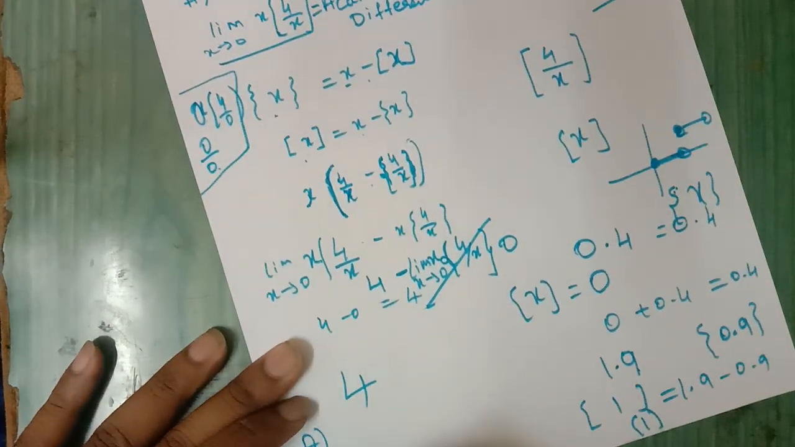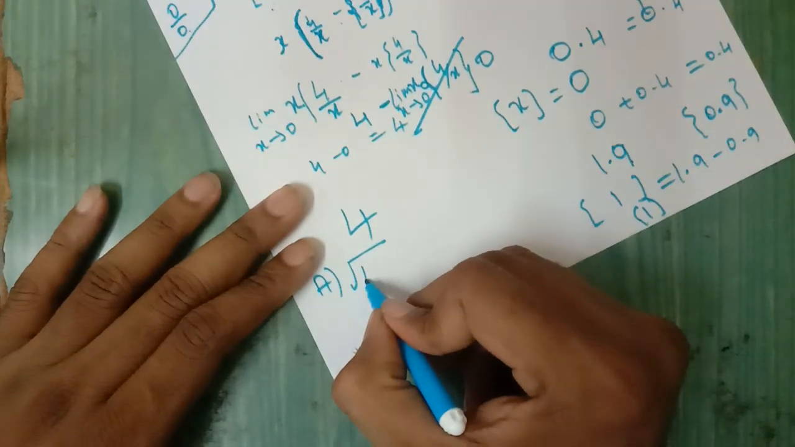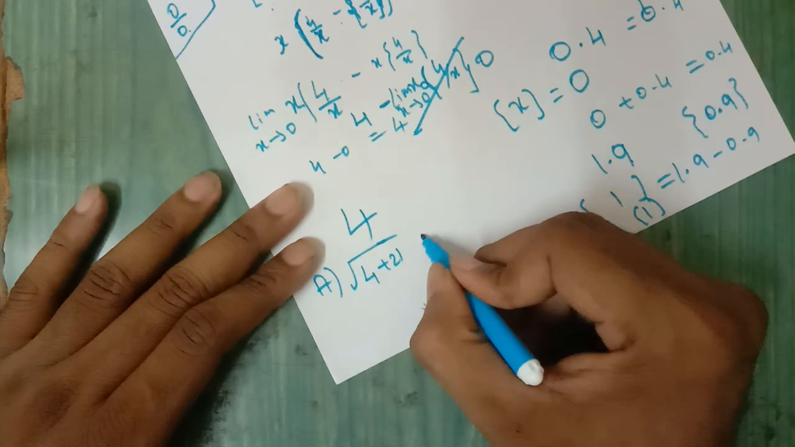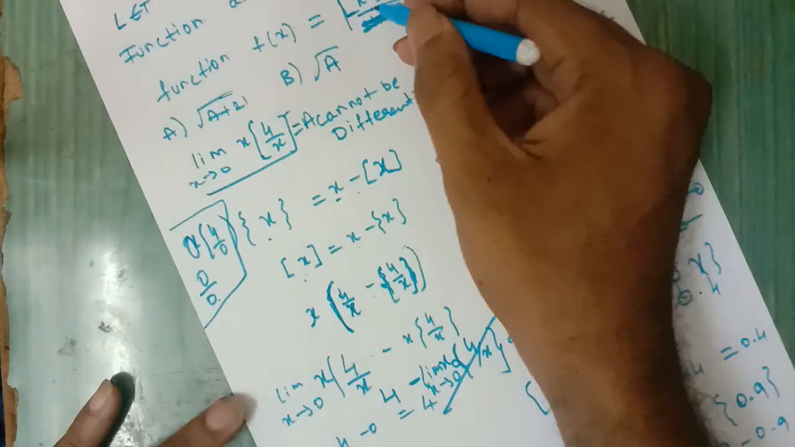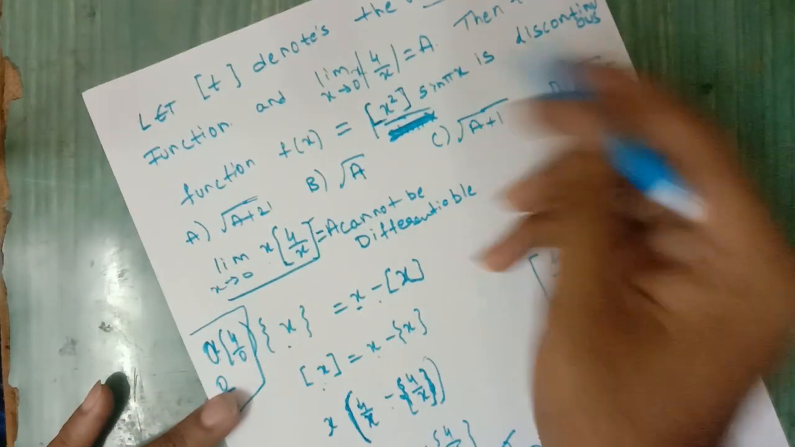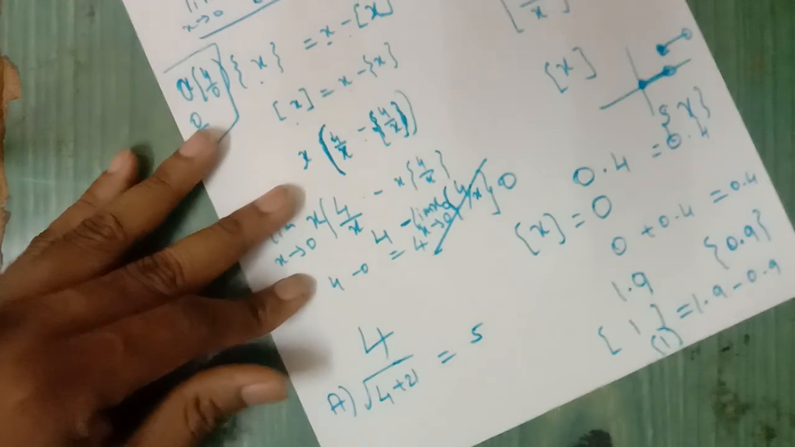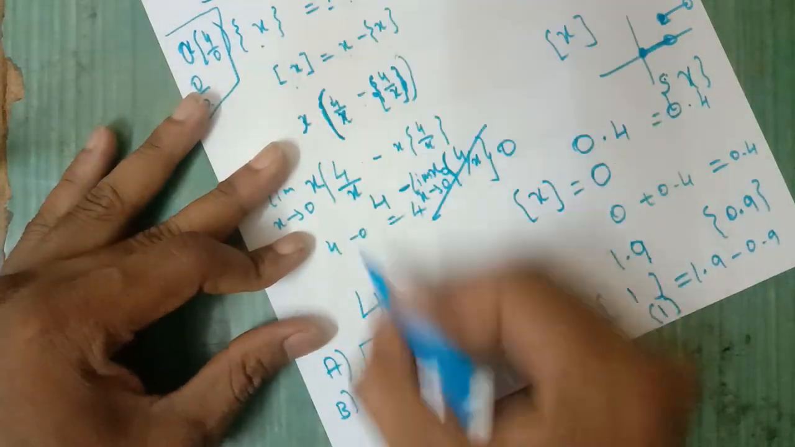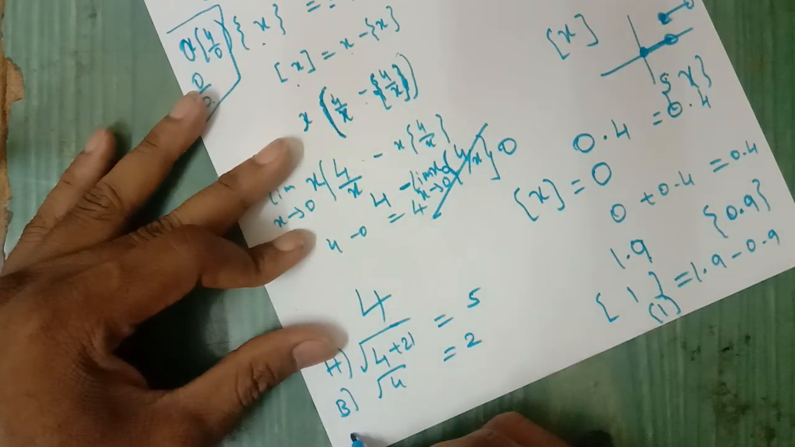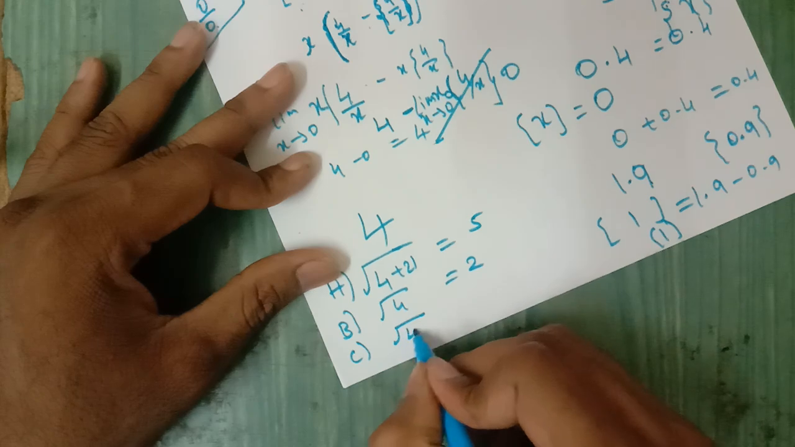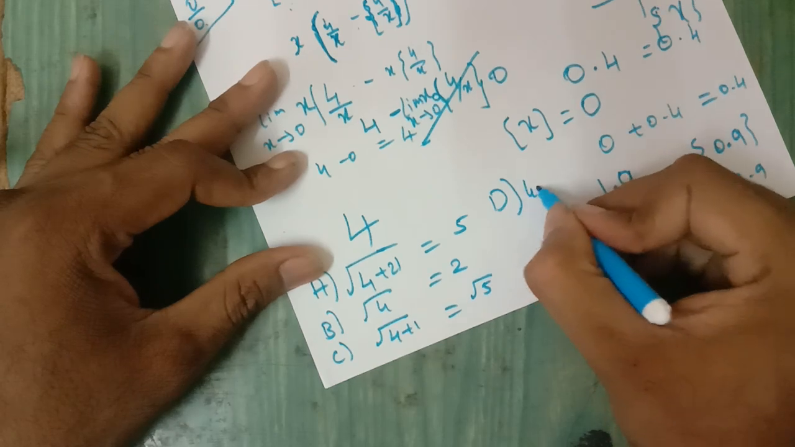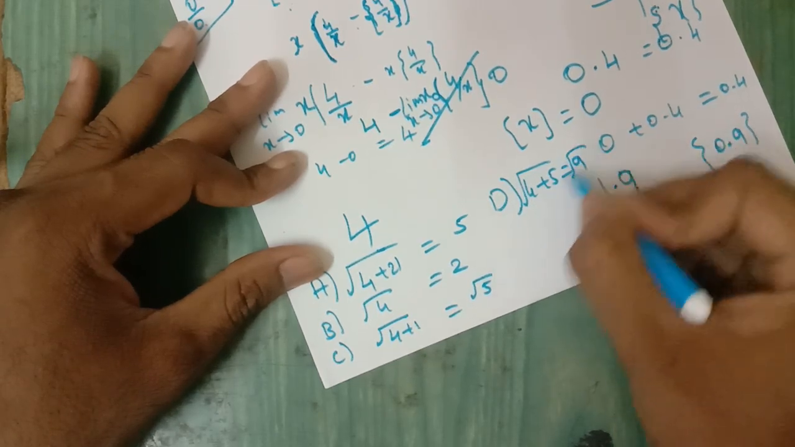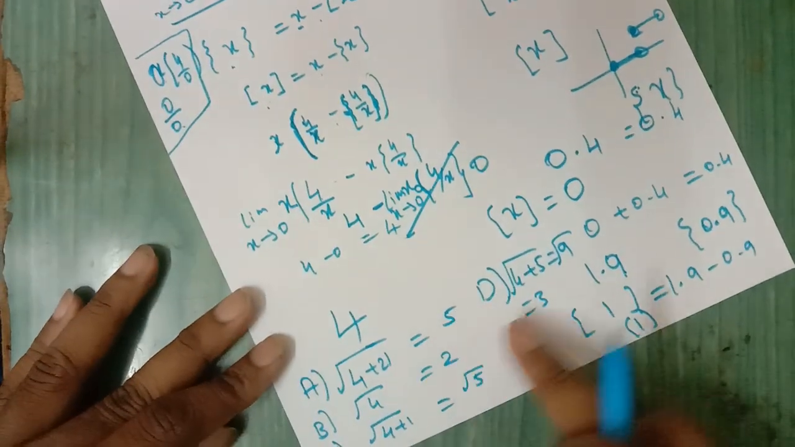For option A, root of 4 plus 21 is equal to 5. The first option is 5, and first we have to check for 5. Here we put this 5 in x² sin(πx), and check whether it is continuous or discontinuous. Option B is root 4, which is equal to 2. The C option is root of 4 plus 1, which is root 5. For option D we have 4 plus 5, which is 9, and root 9 is equal to 3. So for 5, 2, root 5 and 3, these are the four options we have.